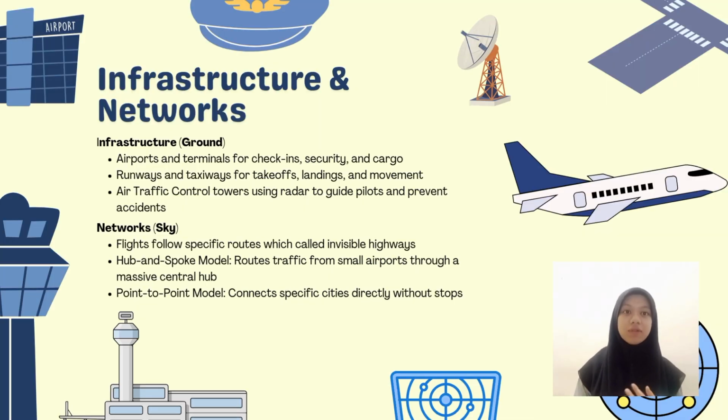Next, let's talk about infrastructure and networks. Infrastructure refers to the physical facilities on the ground. This includes airports and terminals for check-ins, runways and taxiways for flights, and air traffic control towers that use radar to guide pilots and prevent accidents. The network, on the other hand, is how flights are organized in the sky using invisible highways. Airlines usually organize these routes using two models: the hub-spoke model, which routes traffic from smaller airports through a massive central airport, and the point-to-point model, which connects specific cities directly.